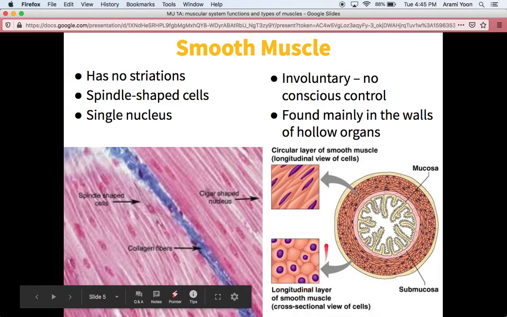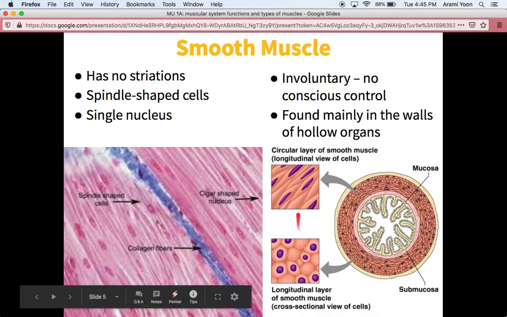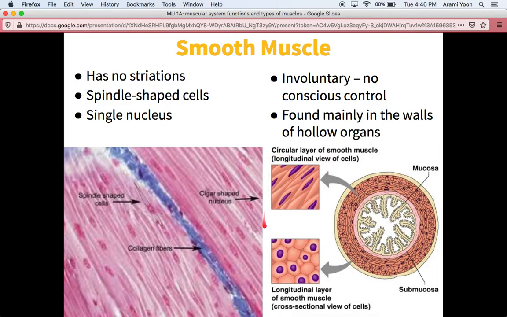Here you can see a cross-sectional view of the cell. So if we cut it horizontally or crosswise, then this is what they would look like. But if you looked at them lengthwise, this is what they would look like.